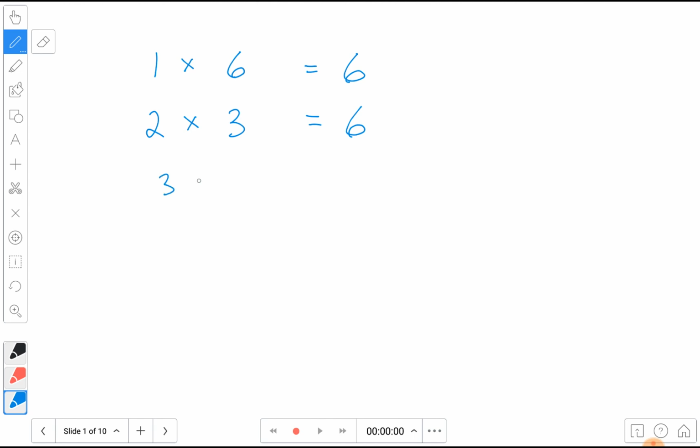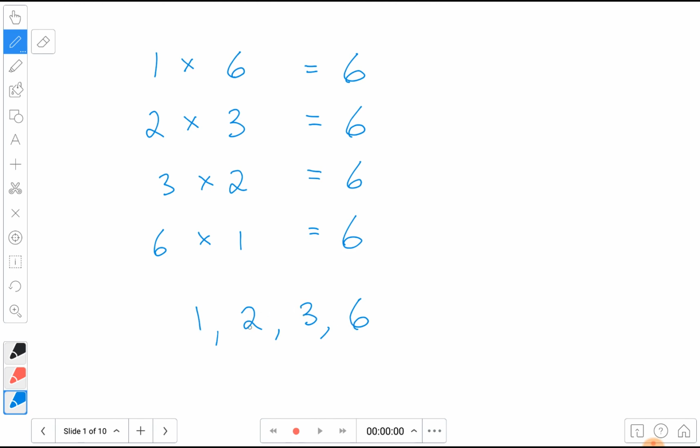We could write these as 3 times 2 also equals 6. We could write 6 times 1 also equals 6, but these ones are already written here. So what numbers do we have? 1, 2, 3, and 6. The factors of 6 are 1, 2, 3, and 6.